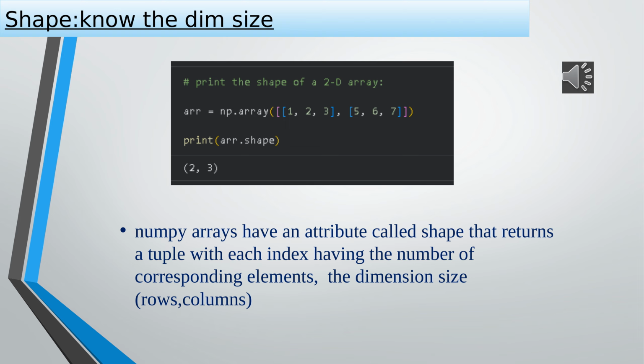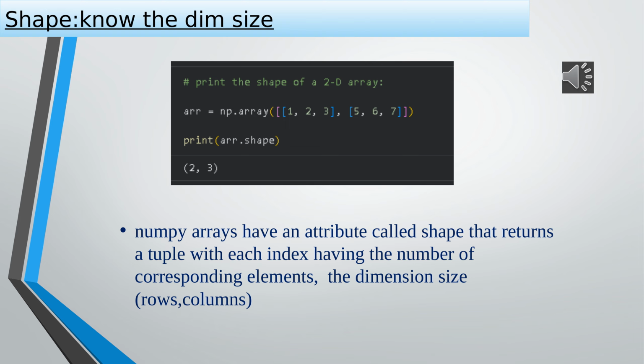NumPy arrays have an attribute called shape that returns a tuple with each index having the number of corresponding elements, like the dimension size as rows, columns. Whenever we create a NumPy array, it is important to know its dimensions. The shape attribute tells us exactly how the data is organized.